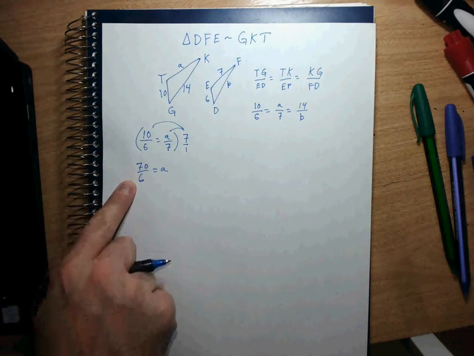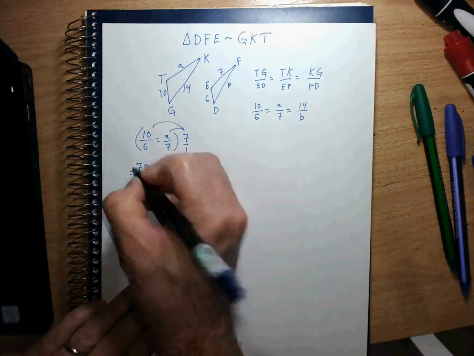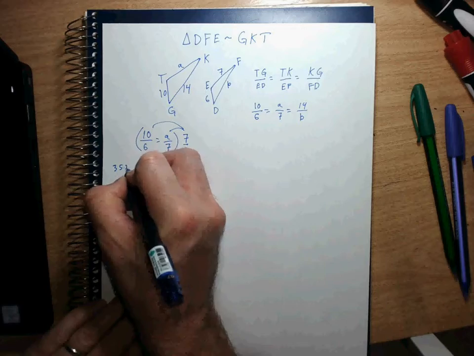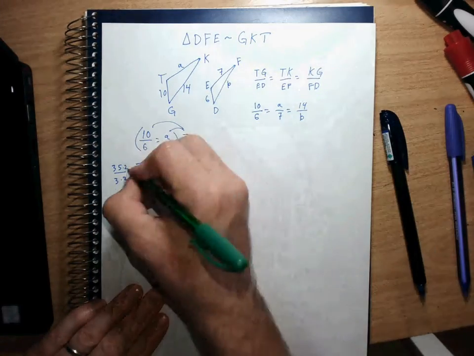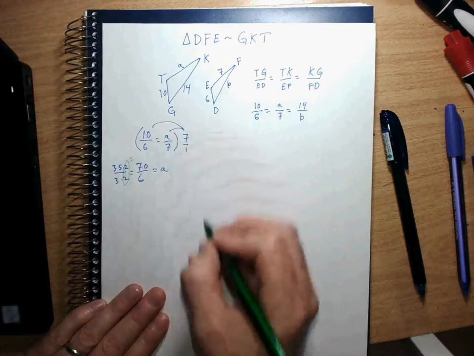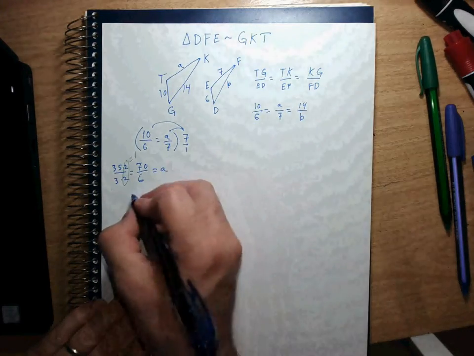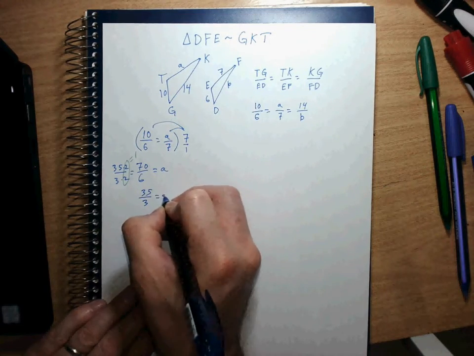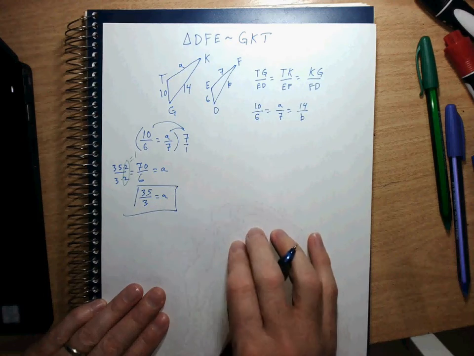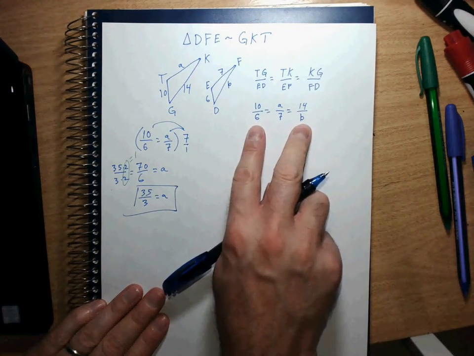Can I simplify this a little bit? This is the same thing as 35 times 2 over 3 times 2. And 2 divided by 2 is 1. So 35 over 3 times 1 is just 35 over 3. So that's what A is. Alright? Now we're going to do this one over here.